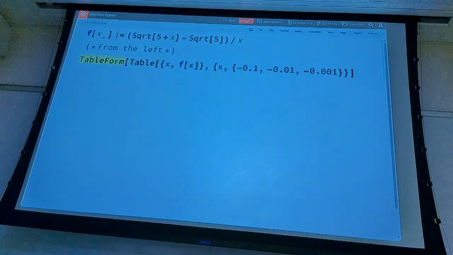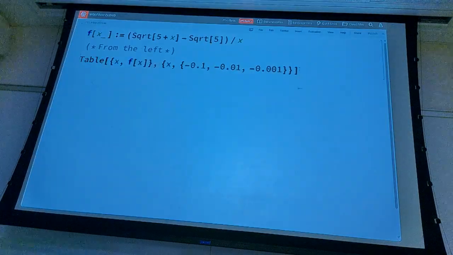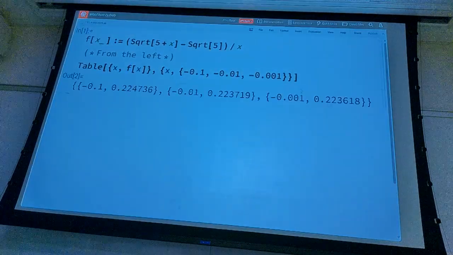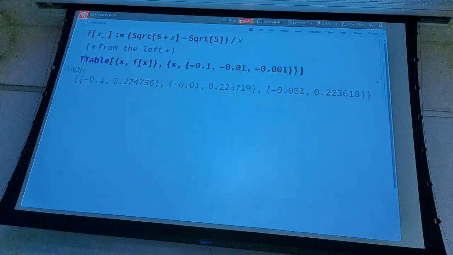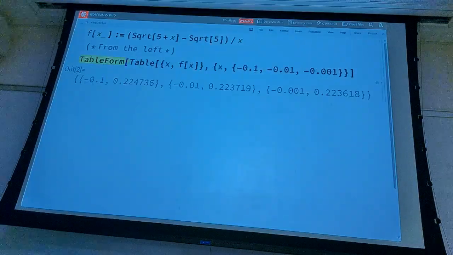So let me show you what's going to happen if I just do the table. So to execute it, you don't hit enter. Enter just moves you to the next line. Shift, enter. Doesn't look like a table. That's why I do table form.